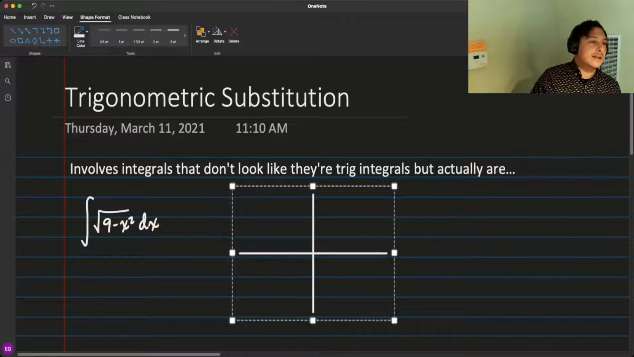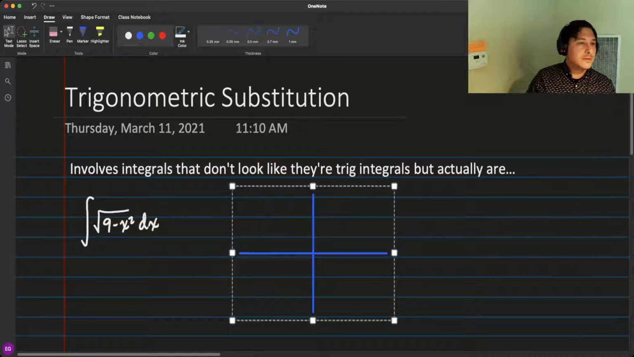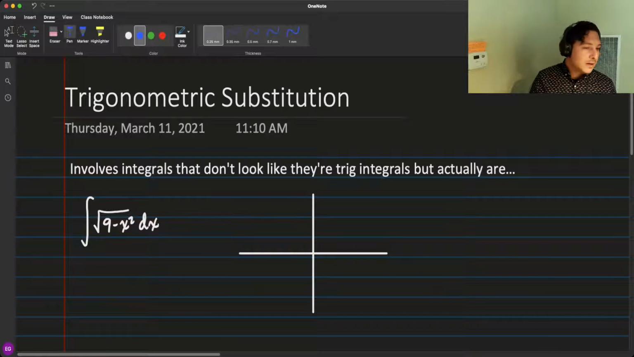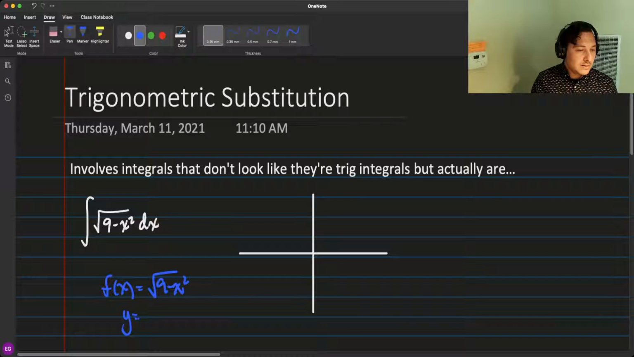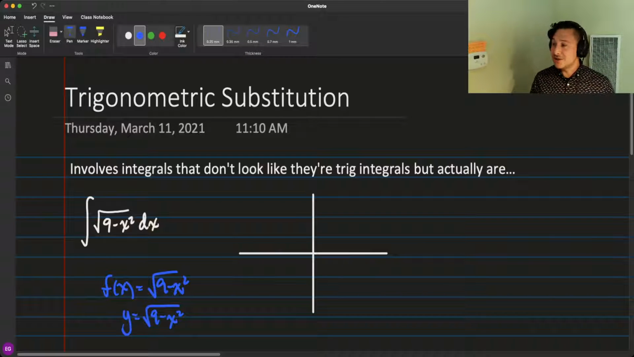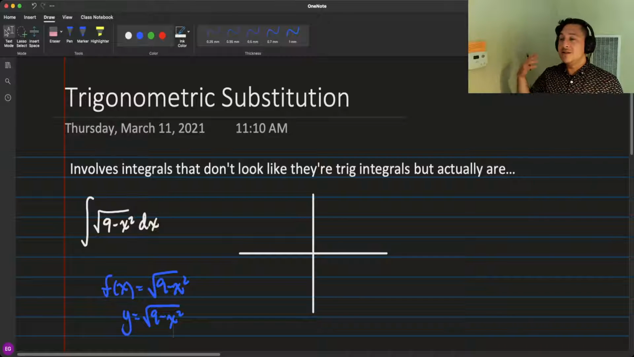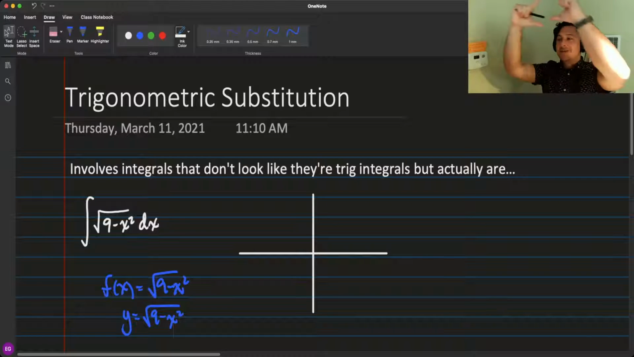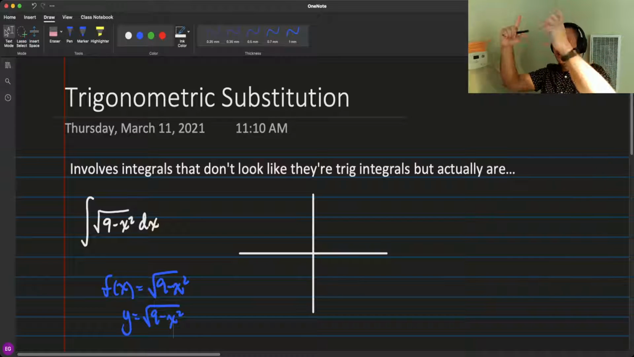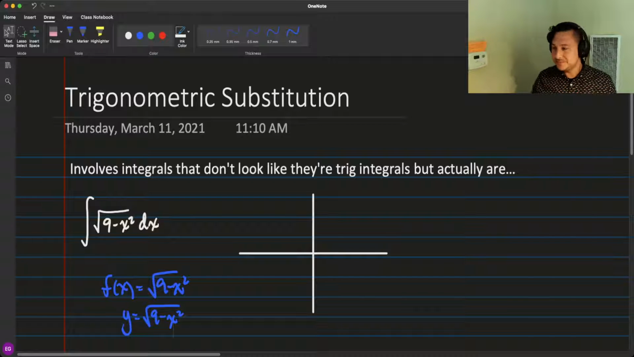So let's look at the function we're dealing with here. My function is the square root of 9 minus x squared, which I could write as y equals the square root of 9 minus x squared. Does anyone know what shape this has? It's shaped like a circle, and yeah, it's a semicircle actually. And what should circles make you think of? The unit circle, yeah. So circles make you think of the unit circle, and then what do you use the unit circle for? Trig stuff, right? Does that make more sense?